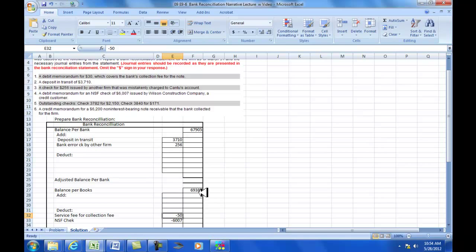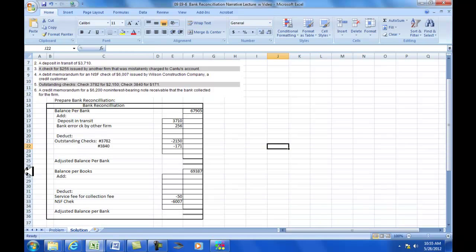Outstanding checks of $3,782, for $2,150 and $3,840 for $1,71. Outstanding checks, of course, are going to be in our book balance, but they haven't cleared the bank yet, so we're going to be deducting outstanding checks. So there's our two outstanding checks: $3,782, $2,150, $3,840.